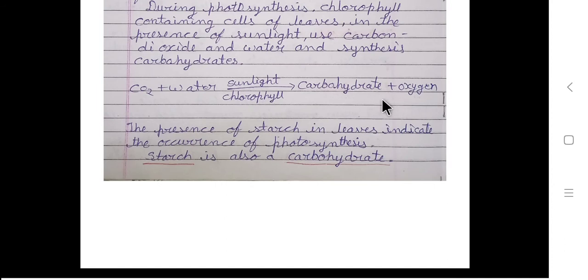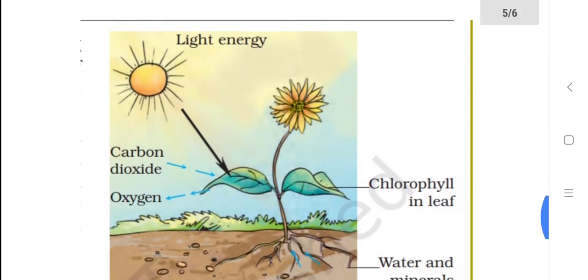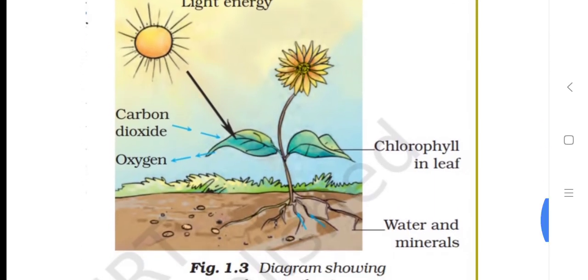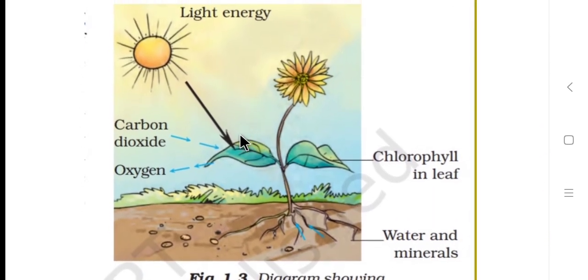During this process, oxygen is released. The presence of starch in leaves indicates the occurrence of photosynthesis. Starch is also a carbohydrate, and we can confirm it with the iodine test, whose results show that leaves have starch or carbohydrates.